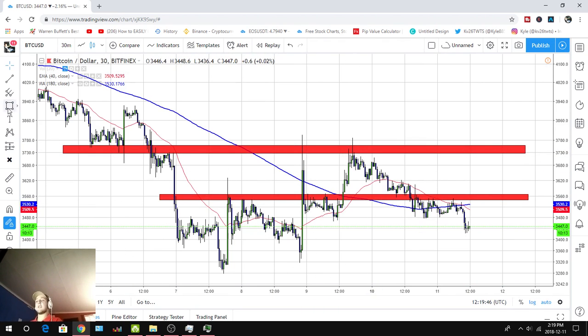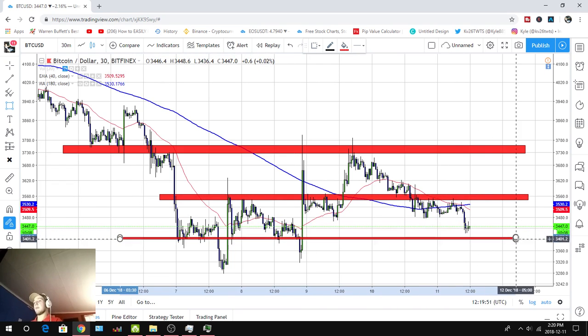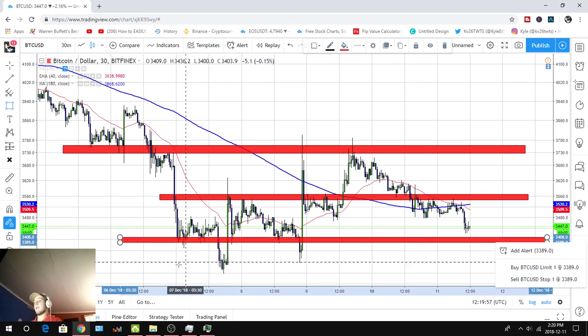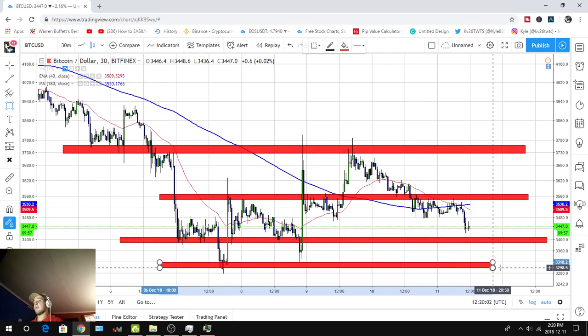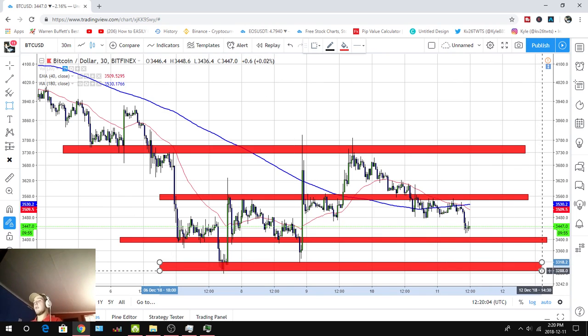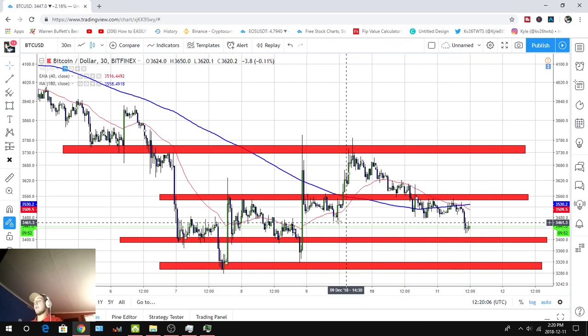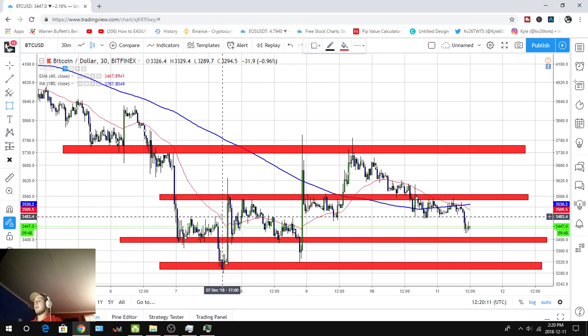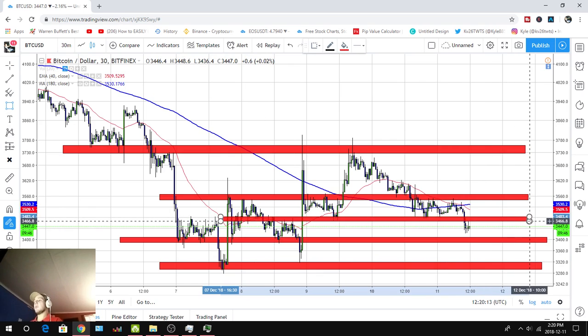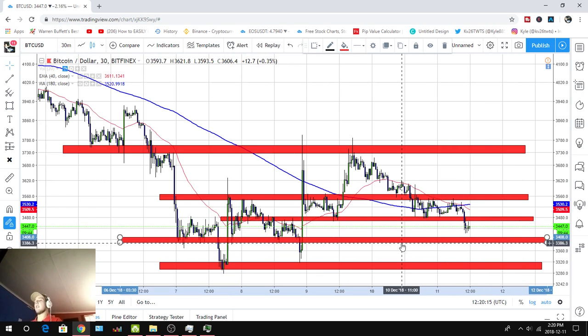That's a smaller resistance, correct? There's another resistance there, and there's another resistance there, correct? That's a little complicated for the average person. I don't want to confuse people now, but you understand, once we start going good, then you can identify, okay, there's resistance, there's support and stuff, correct?